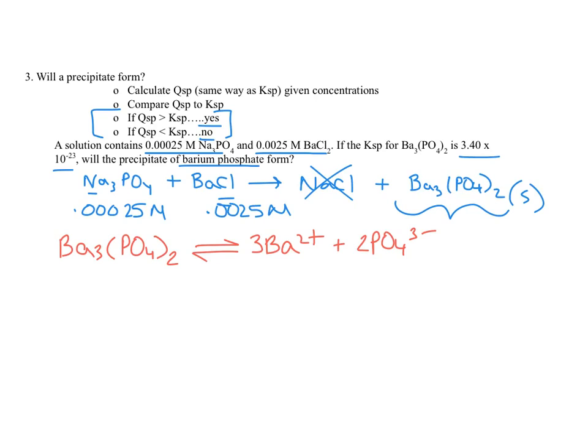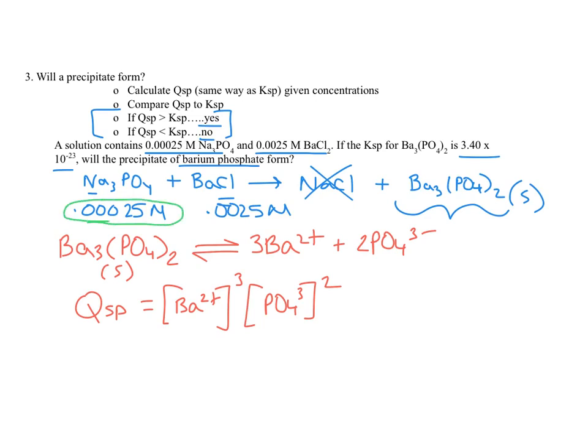And from there, if I write my K, remember this is solid over here. If I write my K expression, which is the same as Q, we're going to label that QSP because it's solubility product that we're dealing with here, is going to be my barium concentration cubed and my phosphate ion concentration squared. Now all I have to do is plug in these concentration values. So I'm given concentration values up here. Now you do have to pay attention to, you can't just necessarily plug in those numbers.